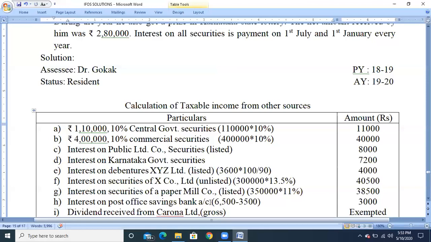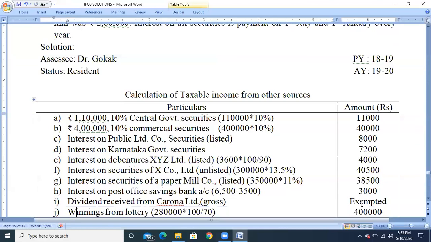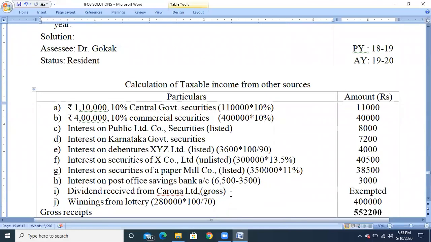Next, interest on post office savings bank account, rupees 6,500 minus 3,500, because it's an individual account. Up to 3,500 the exemption can be claimed. So the balance amount 3,000 will be taxable. Next, dividend received from a Corona Limited, they have given the gross amount. But any dividend from an Indian company, if it is less than 10 lakhs, is fully exempt from tax. If it is more than 10 lakhs, the difference amount will be taxable under the head income from other sources. And next, winnings from lottery.